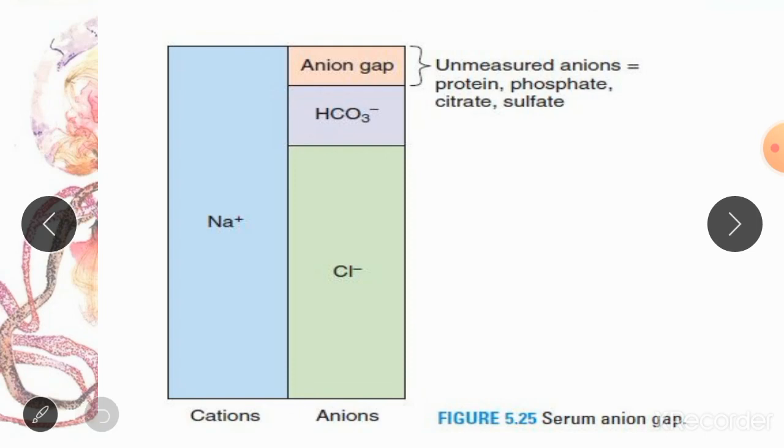So for BDS students, all you need to know is the definition of anion gap and what are the ions that are involved. The cation that is involved is sodium, and the anions that are involved are chloride and bicarb, which are the measured anions. And then we have the unmeasured anions which constitute the anion gap. That is all you need to know, and this is all that is going to be asked of you in your vivas and your written exams.